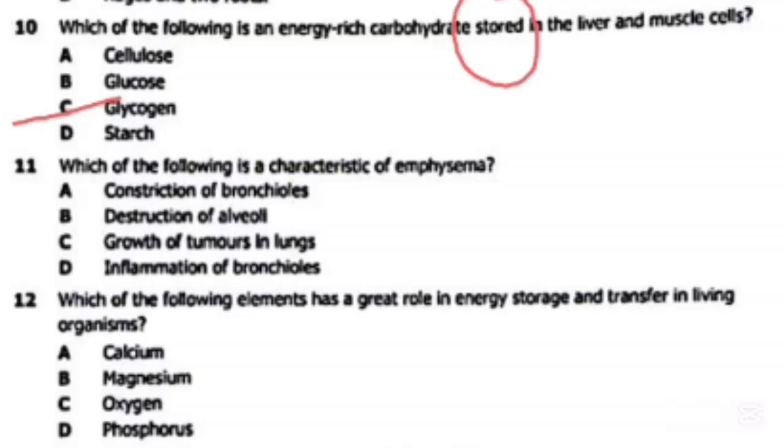Question 11. Which of the following is a characteristic of emphysema? So emphysema, this is a condition which involves the lungs. So in emphysema, we have the destruction of the alveolar duct. So here the alveolar duct get destroyed.